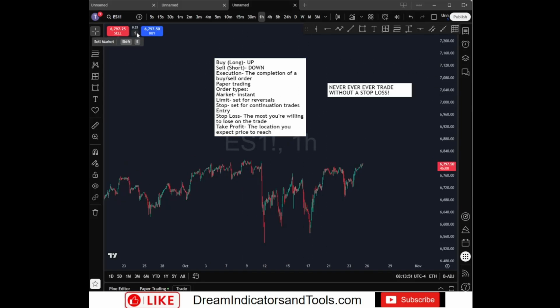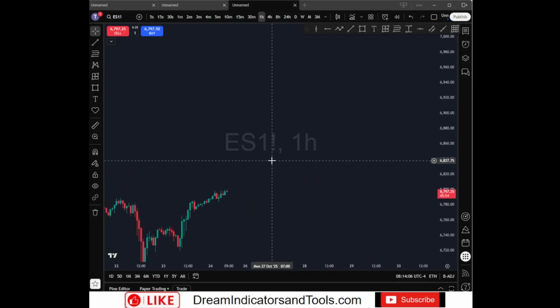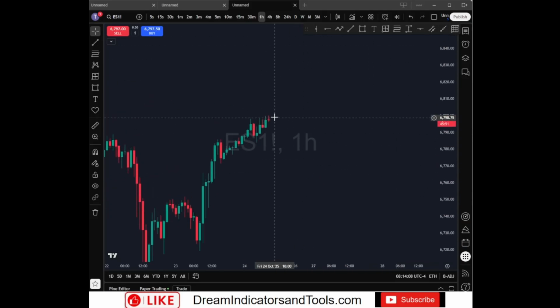As we mentioned before, we have our market orders, which can instantly get us in. And then we just have two other types of orders, which are limit orders. We can set those for reversals, or stop orders, which can be set for continuation trades. I'll give you a quick example of this. If I think that price is going to come down to right here and then turn around, I might want to come here and put in a buy order.